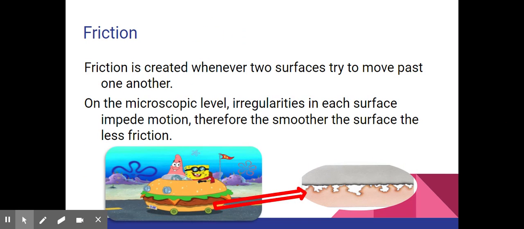Friction is created whenever two surfaces try to move past one another. On the microscopic level, what you can see are irregularities in each surface. And these irregularities, these little bumps and grooves, impede motion. They kind of stick on each other and bump past each other and pull. So smoother surfaces are going to give you less friction because you're going to have less sticking and bumping and grabbing of these tiny little irregularities. But if you have a rougher surface, you've got more of these irregularities and they're really going to grab onto each other and prevent you from moving. So this force is friction.